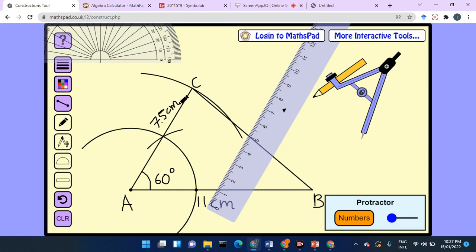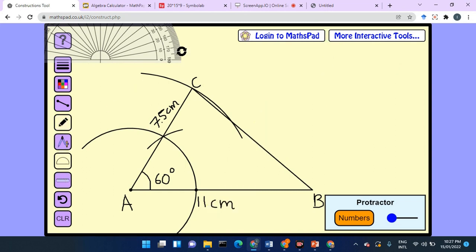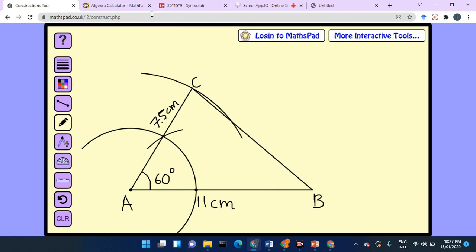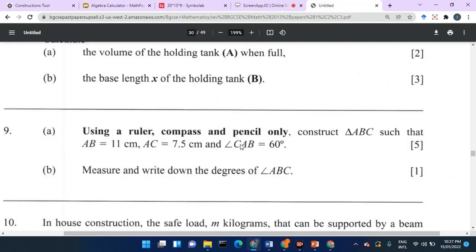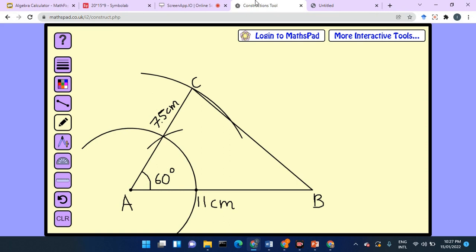All right. So we have the line segment AC, which measures 7.5 centimeters. So let's put the ruler, the compass, and the protractor up. Now, what else do we need to do? They tell us to use a ruler to construct the triangle ABC. We did that. Let's look at our drawing.